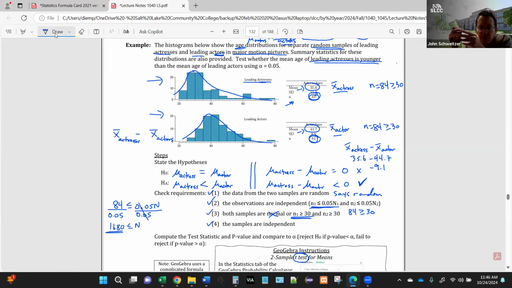But who knows? Maybe this is just due to sampling error. Maybe just because of chance, we got a sample of actresses that were younger, and if we did this again, the next sample of actresses would be older. Maybe we got a bunch of older actors in the actor sample, and if we did this again, we'd get younger actors, which would make the point estimate closer to 0. It might even switch over and become positive.